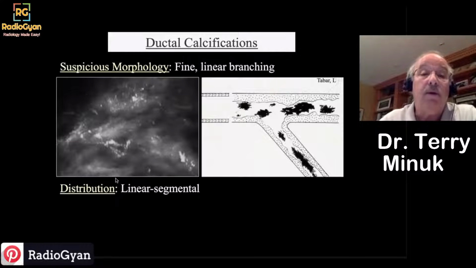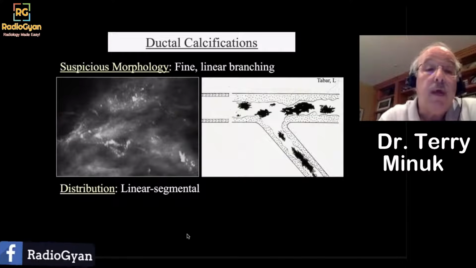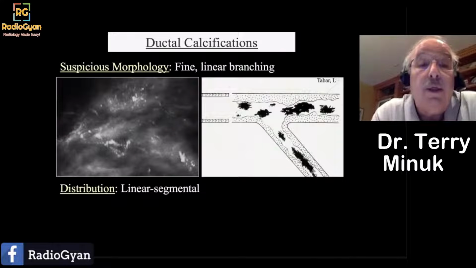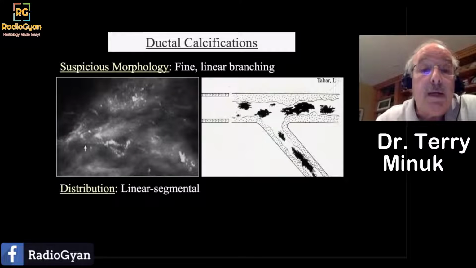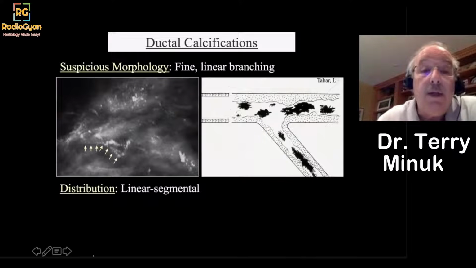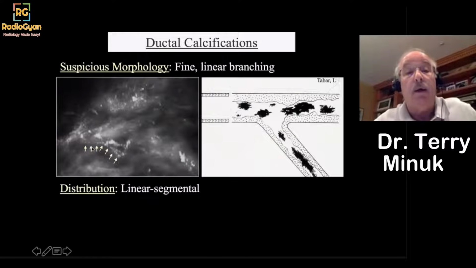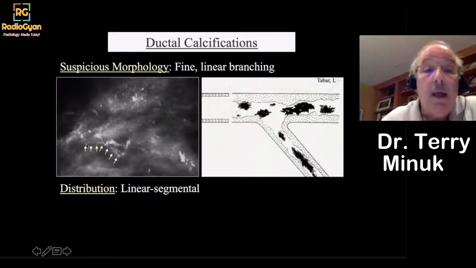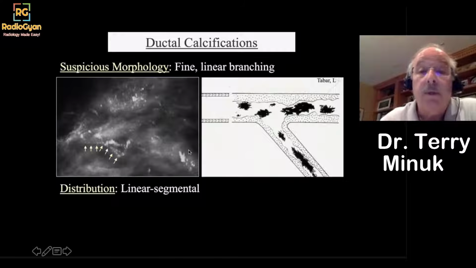When you look at this picture on your left, there's absolutely no question these are arising in a duct, because when you look at them, they're tracking in a long linear fashion and they do branch. So they're intraductal. They're fragmented little pieces. They're not the long rod-like calcifications we saw with secretory disease, because these are arising in a duct filled with necrosis. So these calcifications you've seen are necrotic intraductal debris.